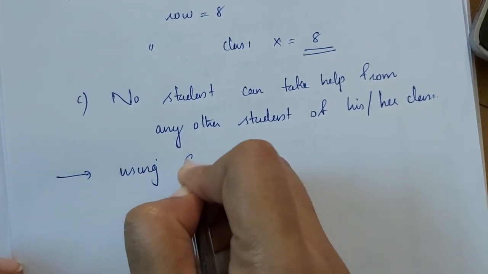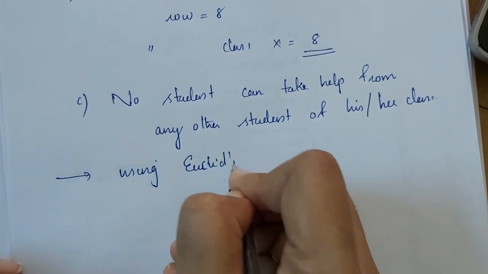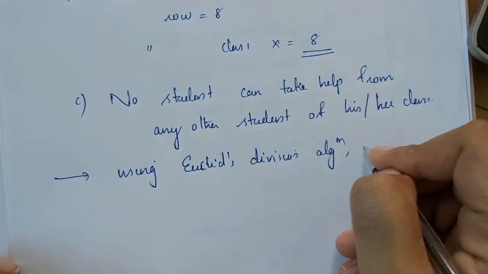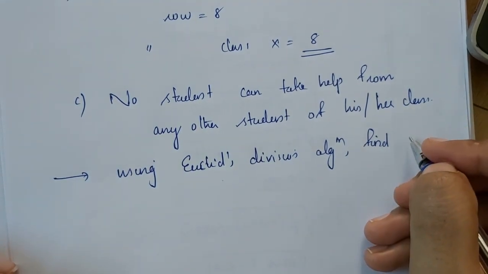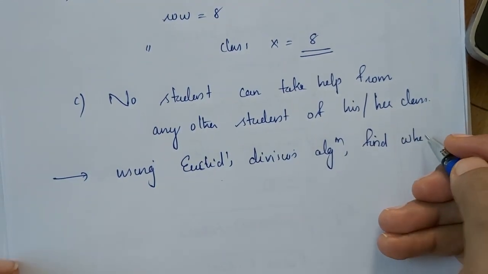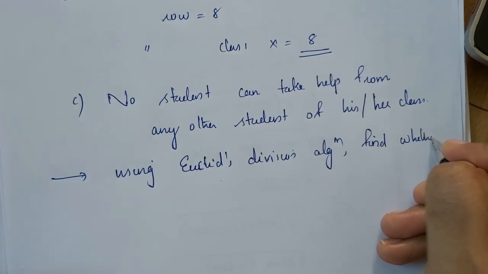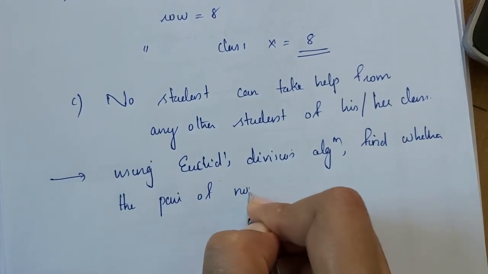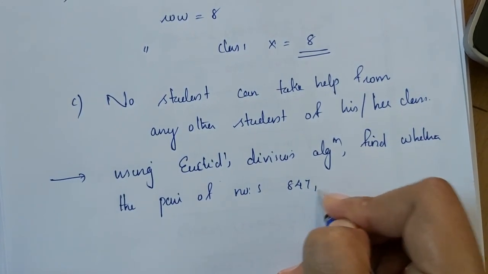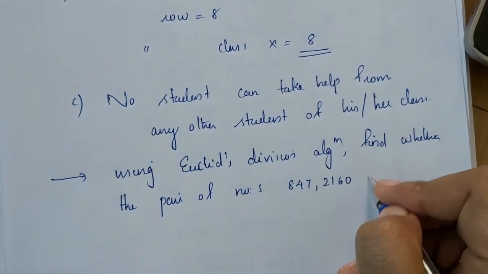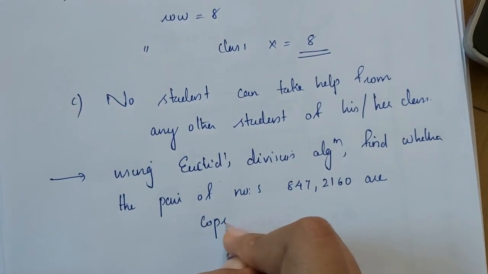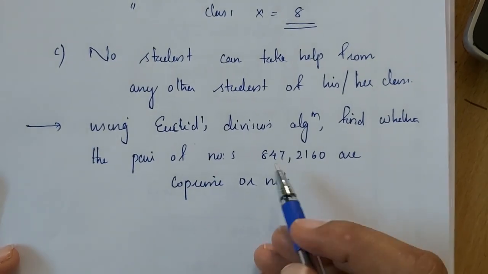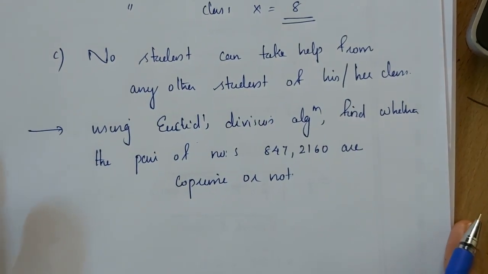Using Euclid's division algorithm, find whether the pair of numbers 847 and 2160 are co-prime or not. We have to check whether the two numbers 847 and 2160 are co-prime or not.